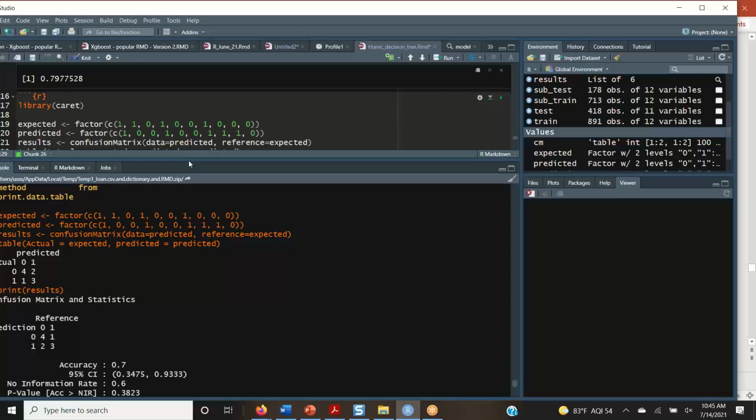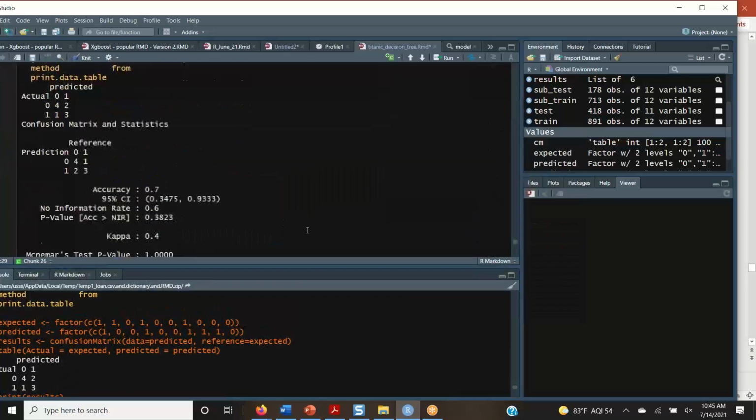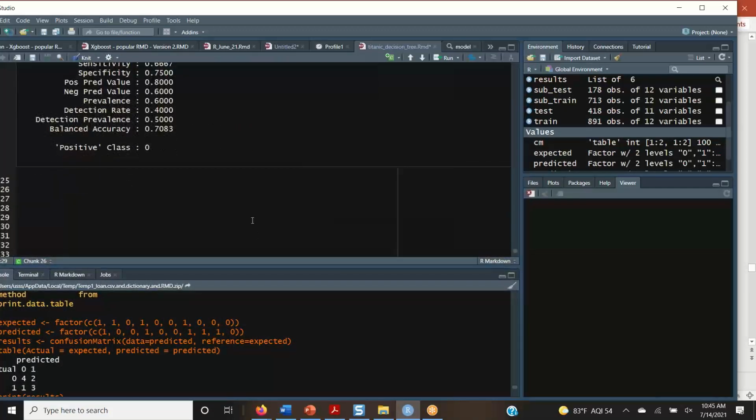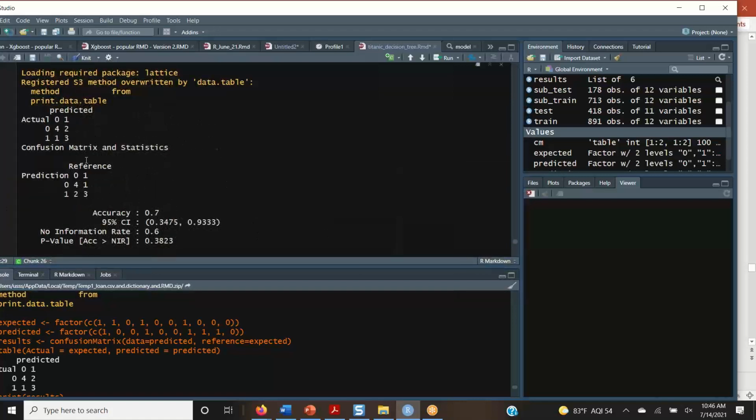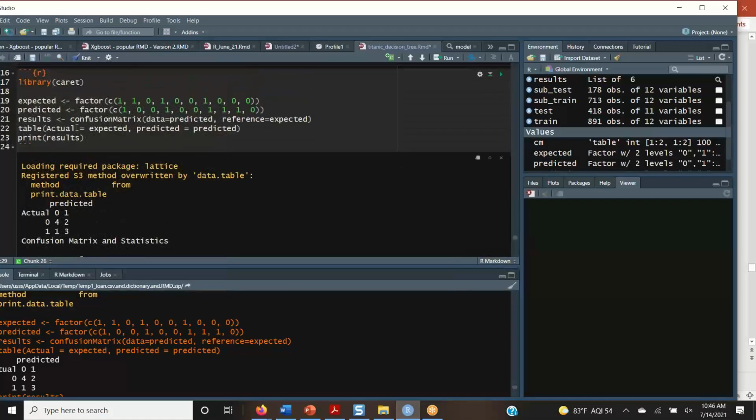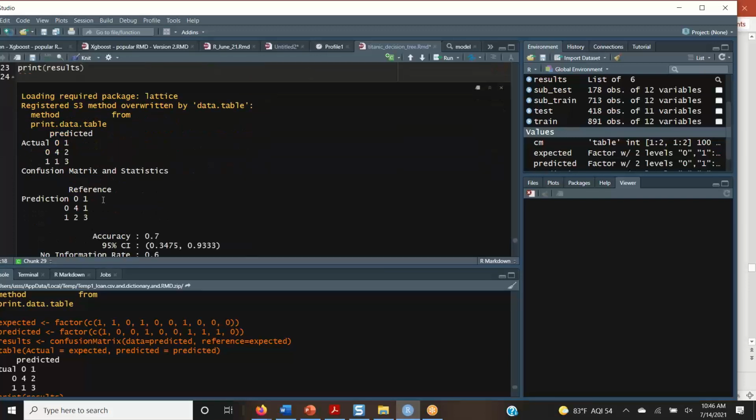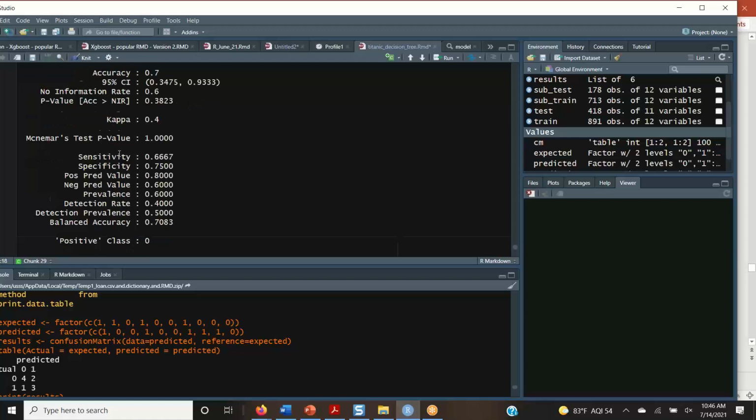Okay, now let's continue to finish this one. You have to do this. You have to call this. You have to do this confusion matrix. There is a function called confusionMatrix under library caret, and that prints a lot of these things.